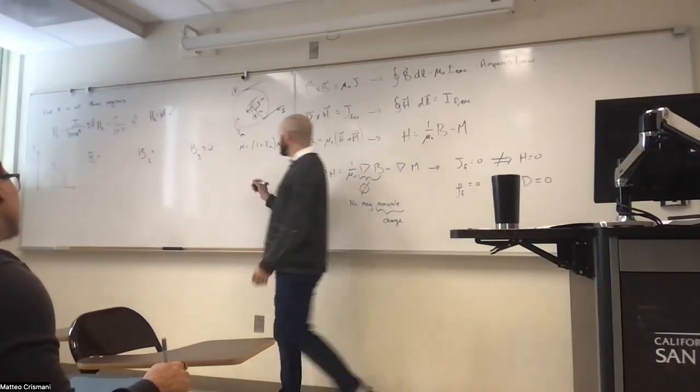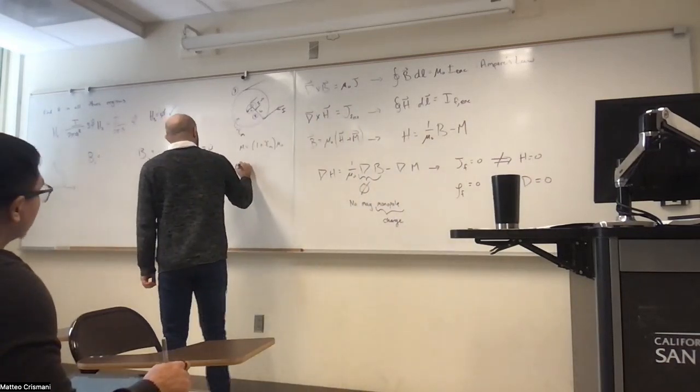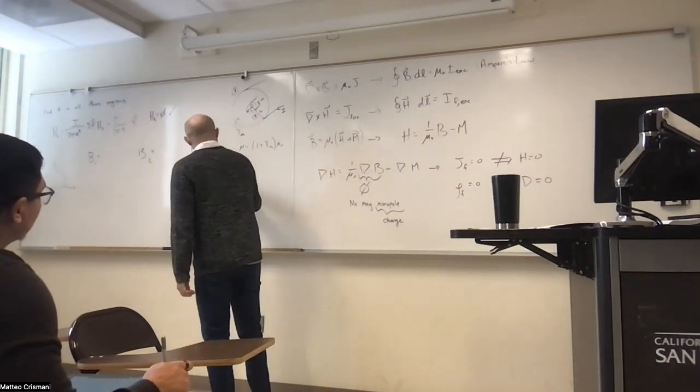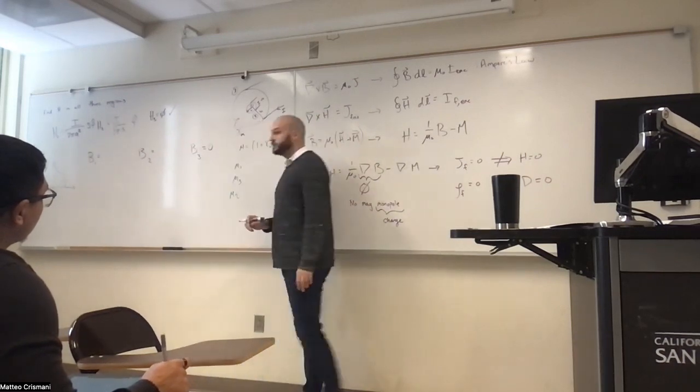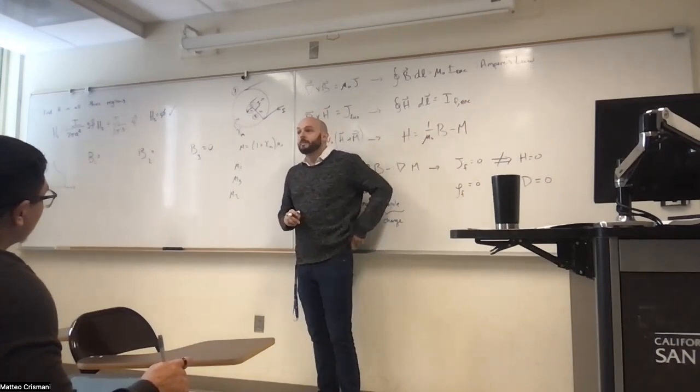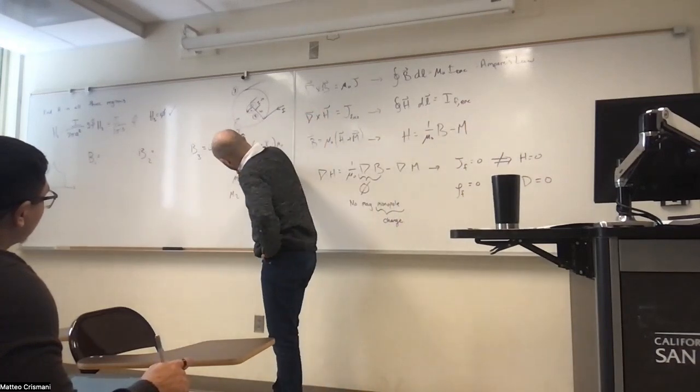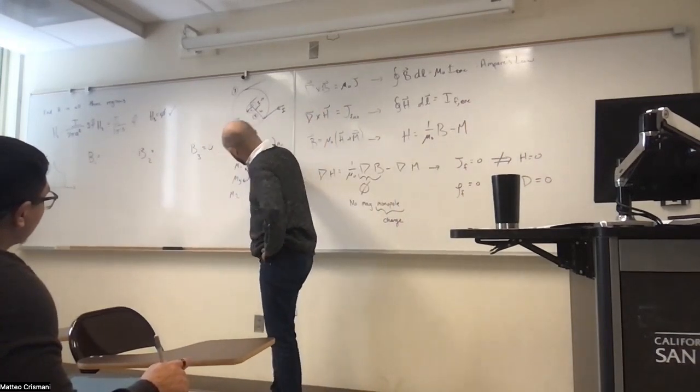So if I were to say something like mu in region 1, mu in region 3, and mu in region 2, which of these are the same? 1 and 3, right? These have to be the same, and they're also equal to 0.